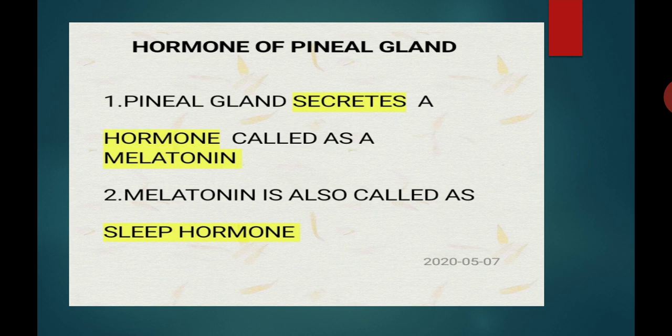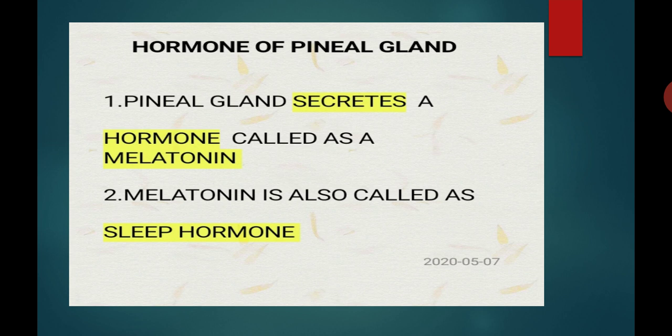Let's see the hormone of the pineal gland. The pineal gland secretes only one hormone, and the name of that hormone is melatonin. This melatonin is derived from tryptophan, and tryptophan is an alpha amino acid. It is used in the biosynthesis of proteins.